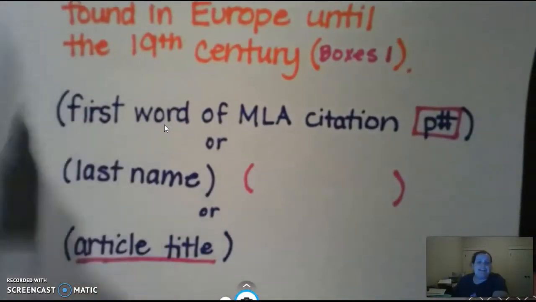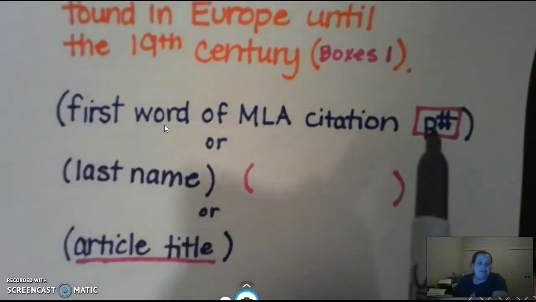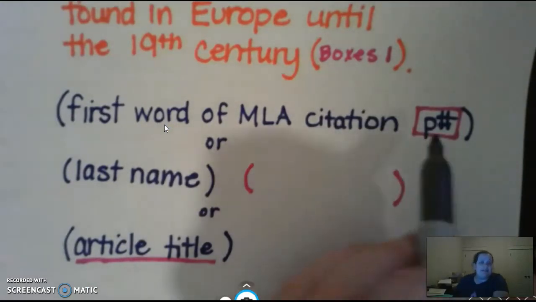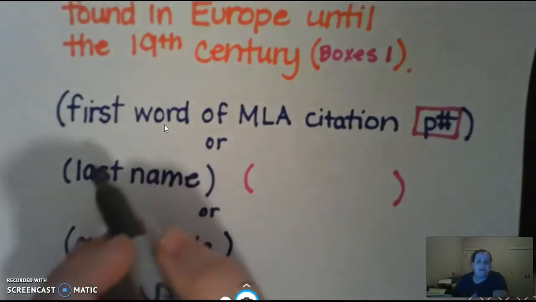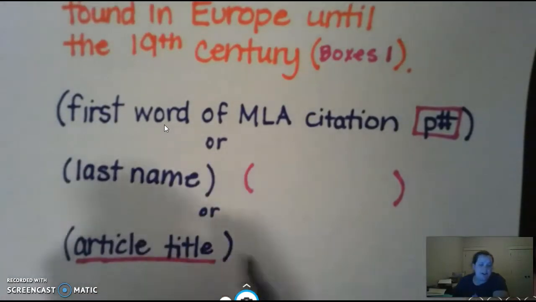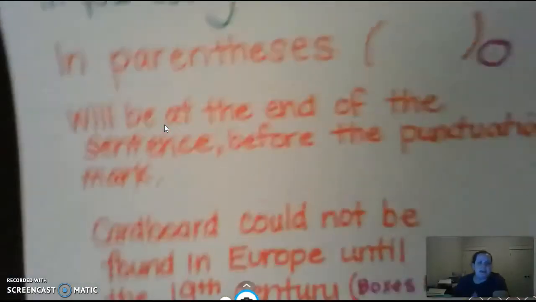Remember that in-text citation is going to be the first word of the MLA citation plus the paragraph or page number. You can sometimes do without that. Sometimes in a video or something like that, you're not going to have a paragraph number, but I encourage you to do that. It could be the last name of the author, the first word of the article, or a few words of the article title. Those are all accepted. Okay, so you're going to put that in there.